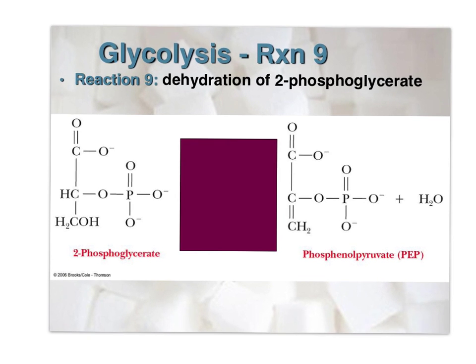This one makes our good friend PEP. So we go from 2-phosphoglycerate to phosphoenolpyruvate, PEP. Does anyone remember the very first lecture that we had? I think it was the first lecture, or actually the only lecture that we really had on chapter 13. What was so special about PEP?